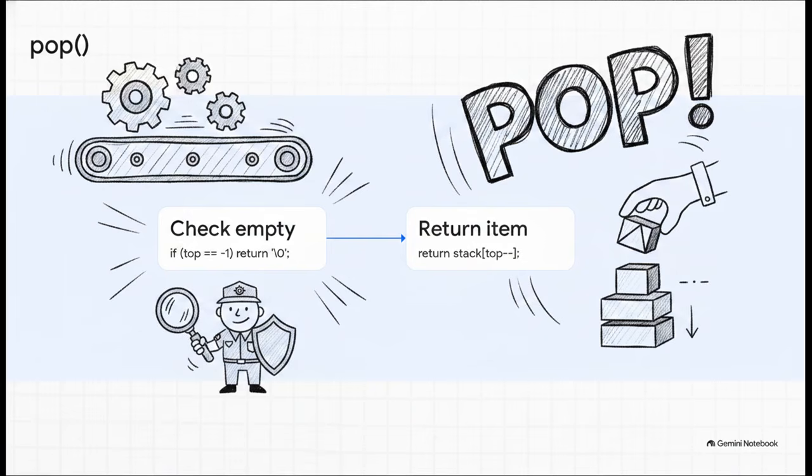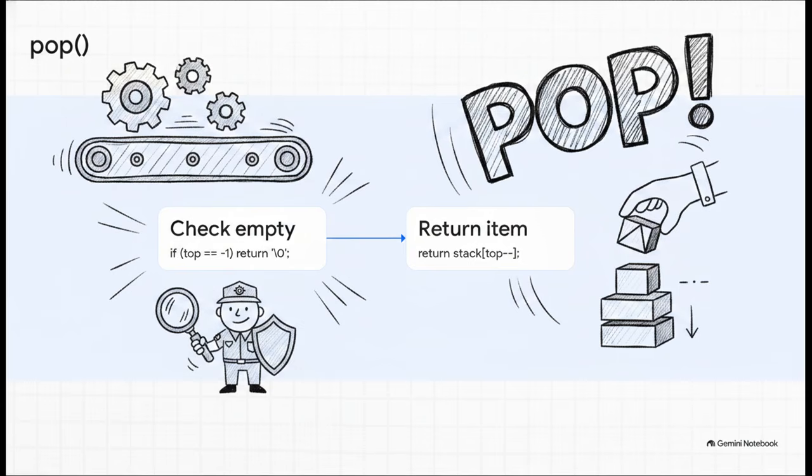Conversely, the pop function does the exact opposite. When it's time to take an operator off the stack and drop it into our final equation, pop steps in. Step 1 is our security guard again, checking if the stack is totally empty. If it is, it returns a null character so the program doesn't accidentally pull out garbage data from memory. But if there is an item, it returns the stack item and then decrements the index.